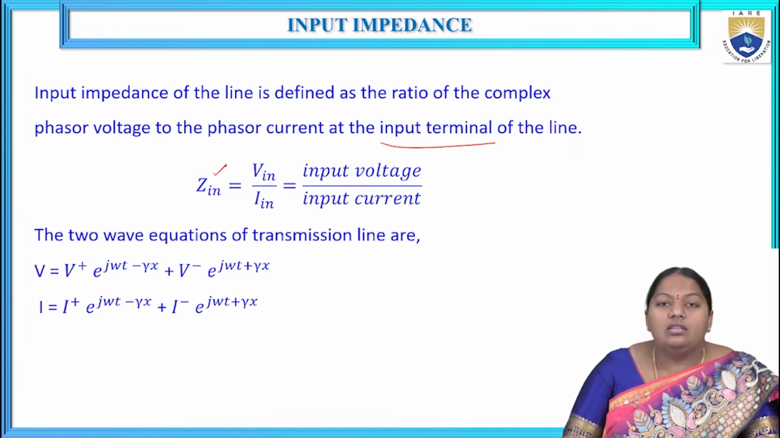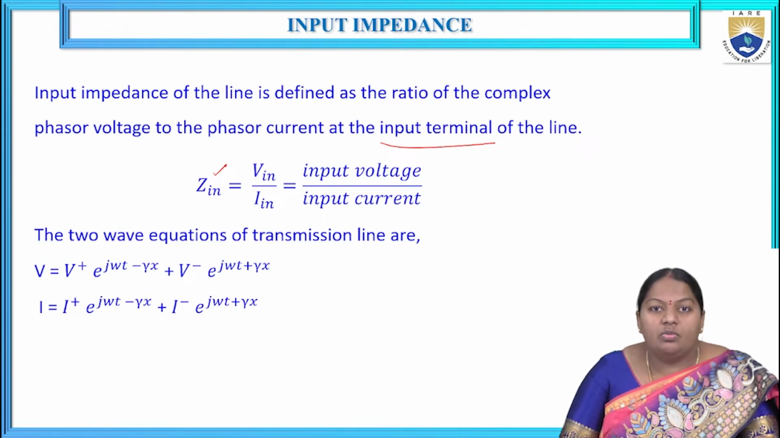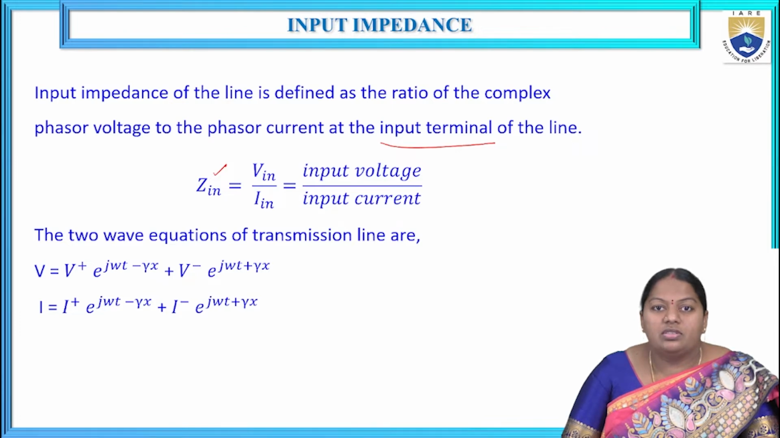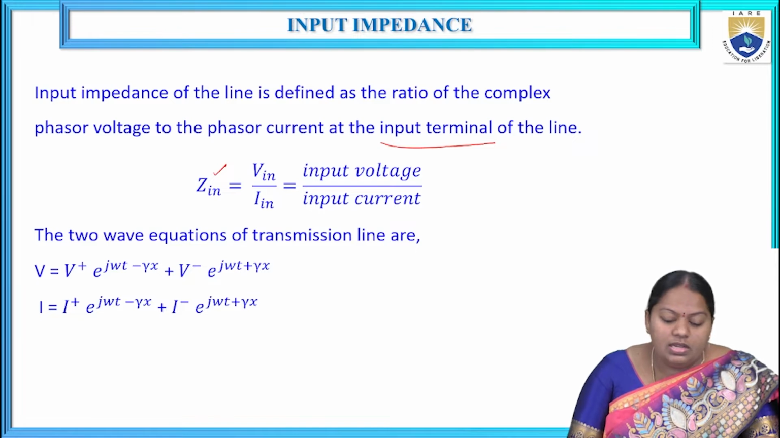So, generally, the definition of input impedance is the ratio of input voltage to the input current, and now we are defining it for the input impedance of a transmission line. Hence, it is defined as the complex phasor voltage to the phasor current, and it should be applied or measured from the input terminals of the transmission line. Now Z in is equal to V in by I in, the input voltage to the input current.